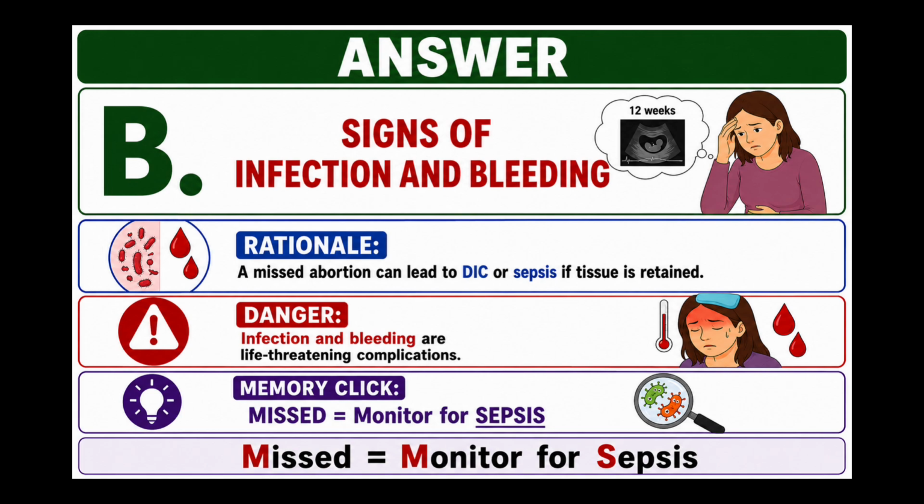Rationale: a missed abortion can lead to DIC or sepsis if tissue is retained. Danger: infection and bleeding are life-threatening complications. Memory click: missed equals monitor for sepsis.